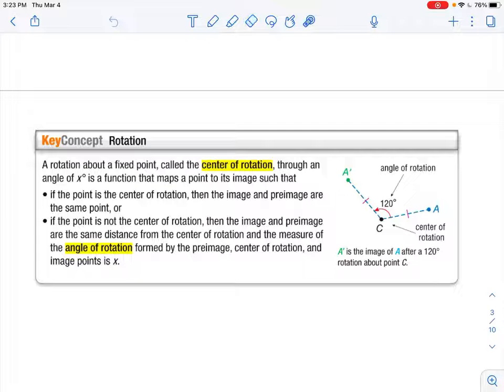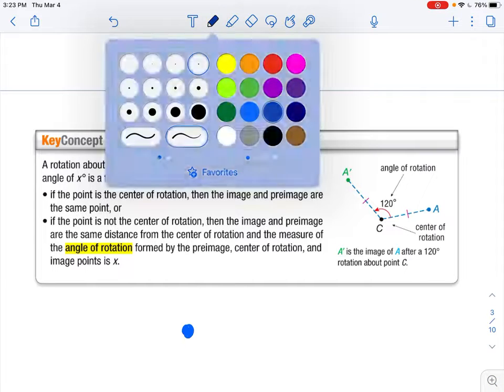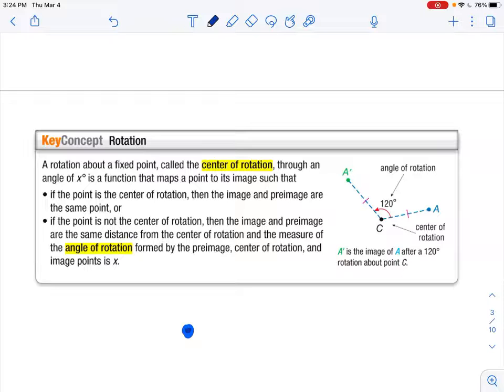A rotation about a fixed point called the center of rotation through an angle of x degrees is a function that maps a point to its image such that, okay? If the point is the center of rotation, the image and the pre-image are the same point. So if you have your center of rotation, the point is the same thing, nothing changes. A and A prime in this case would be the same thing, okay? If the point is not the center of rotation, then the image and pre-image are the same distance from the center of rotation, and the measure of the angle of rotation formed by the pre-image, center of rotation, and image is x degrees, okay?